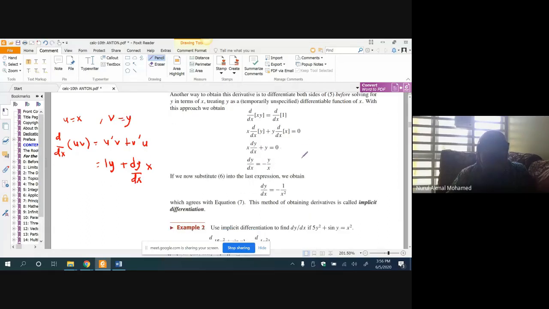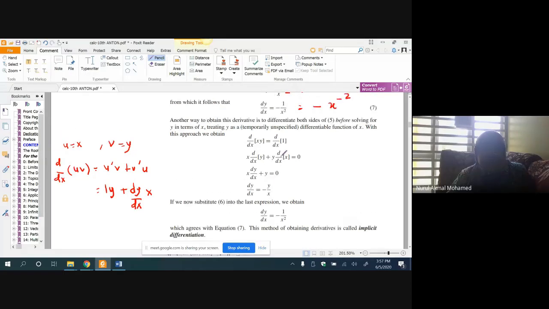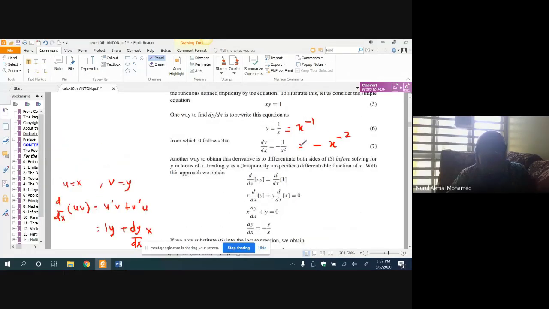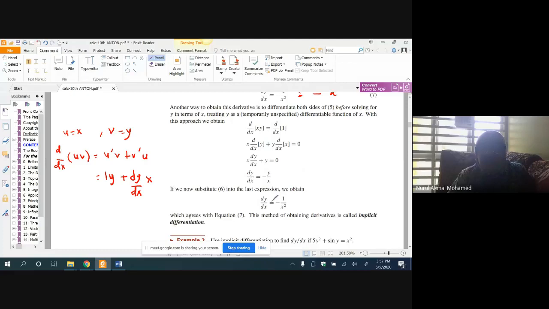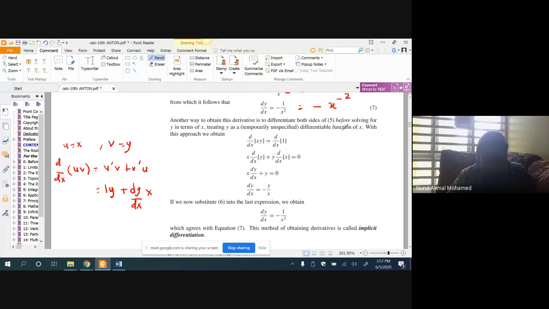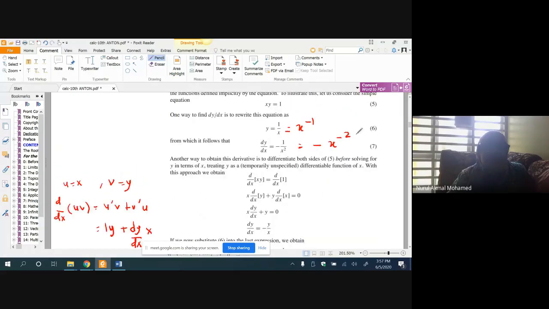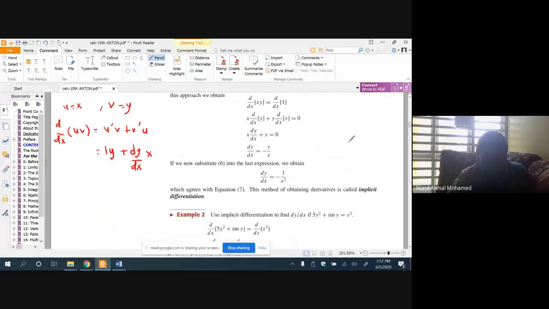From here, you can make dy/dx the subject because this is what we want to find. The answer is negative y divided by x. And obviously, you can substitute what y is. y is 1 over x. If you substitute, you will get the same answer as when you use the conventional way.